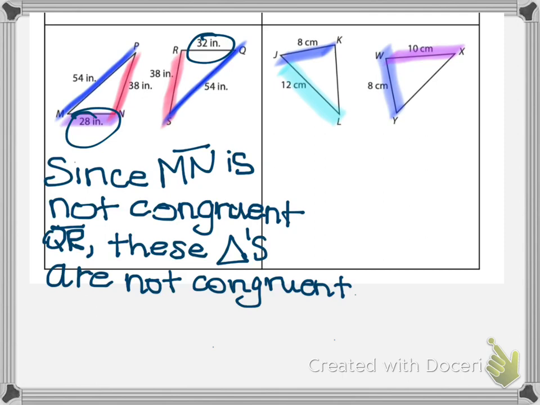So, as my explanation shows in the previous problem, I'm not going to write it out because this pen's driving me crazy, but it's kind of the same idea. We have that JL is not congruent to WX or YX, and then KL is not congruent to the other side either. So since we don't have three sets of congruent sides, we cannot say they're congruent by SSS.